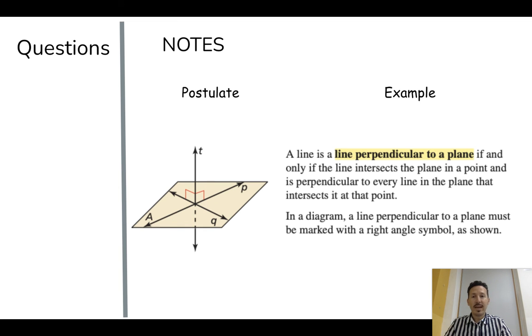So if you look at the diagram, basically you have your plane and then a line that's coming straight up out of it. That's going to be perpendicular at that point. And any line that passes through that point is going to be perpendicular to that vertical line that just popped straight out.